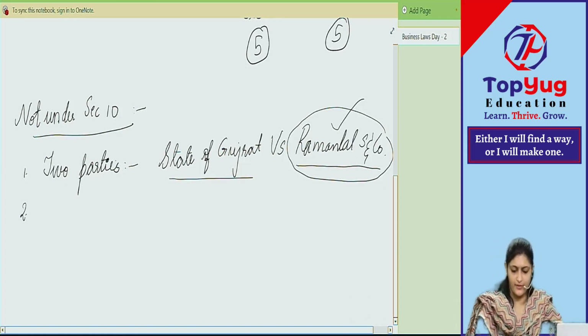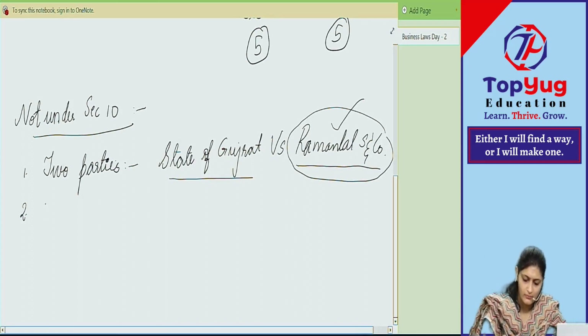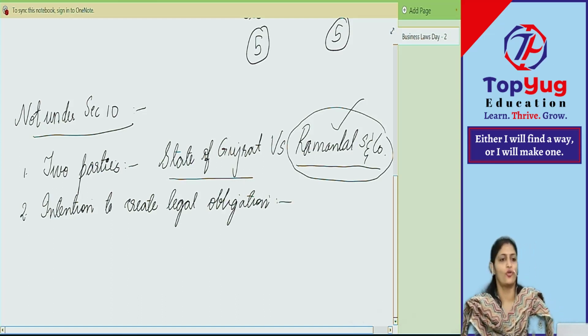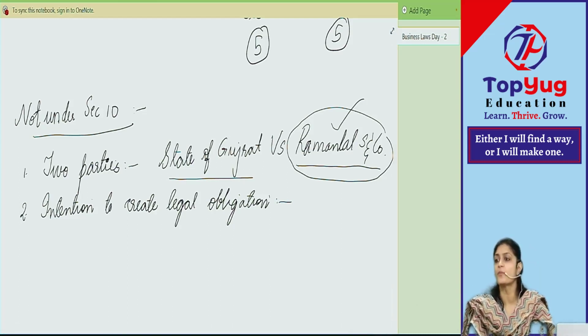Second essential element: intention to create legal obligation. Obviously, this is the main point which we are discussing. Yes or no? Intention to create legal obligation. Intention means what? You are intending, you are wishing; that is the purpose for which you are entering into the contract. That is your intention to enter into it.